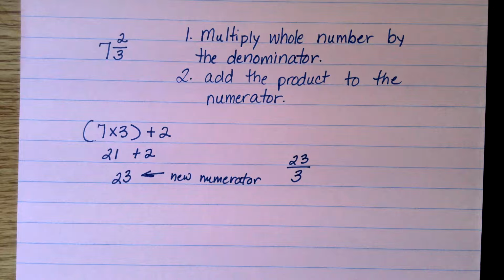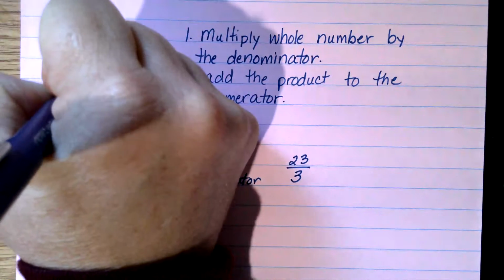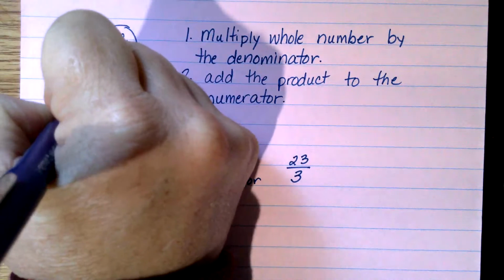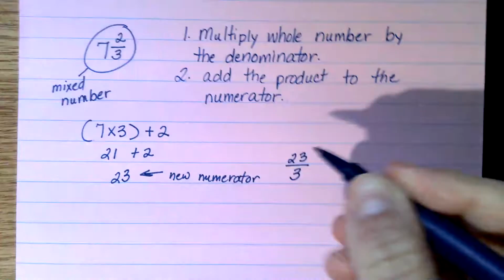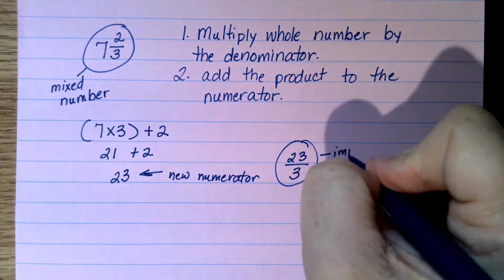Okay, let me try that again. 23/3 is our improper fraction. We started with a mixed number. This is a mixed number. And 23/3 is our improper fraction.